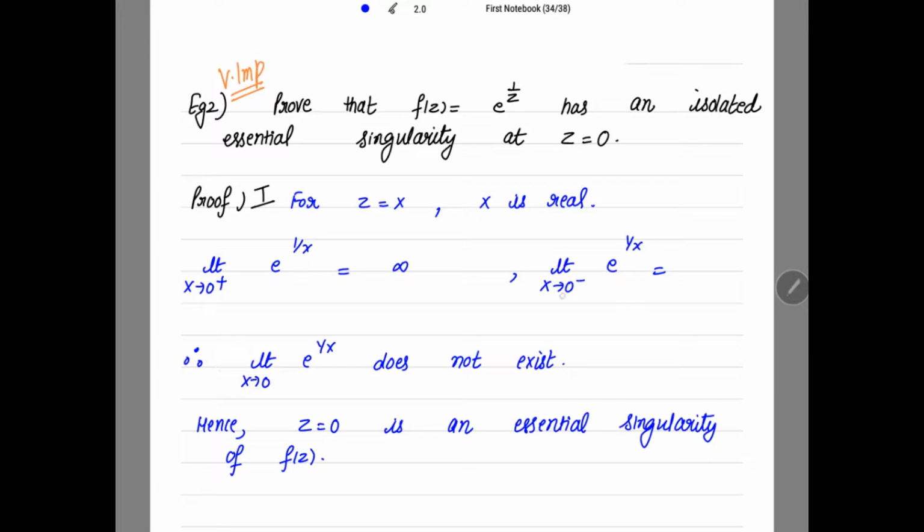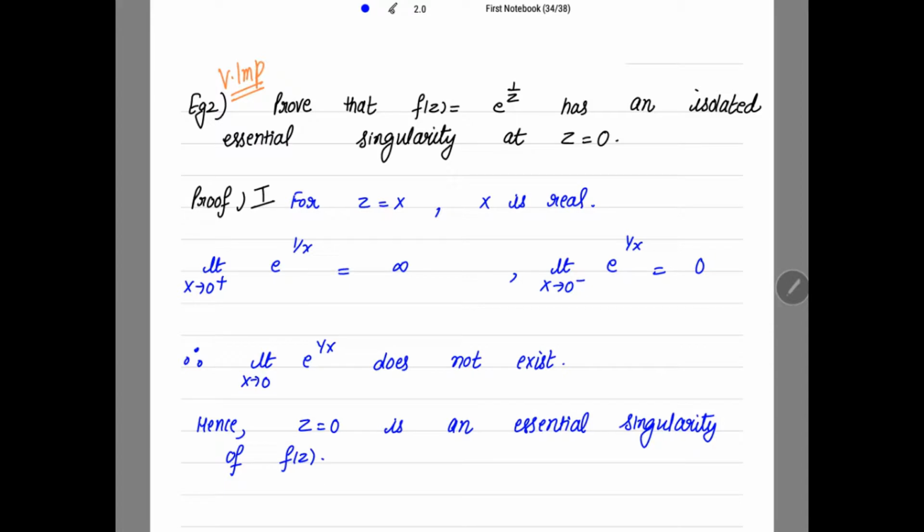Taking the left hand limit, this is e raised to power 1 by x, the negative power. So this is 0, because 1 over infinity is 0. So therefore, limit x tends to 0, e to the power 1 by x does not exist. And whenever at the point where the limit does not exist, that point is an essential singularity, from the remark you have revised. Hence z equal to 0 is an essential singularity of f(z).